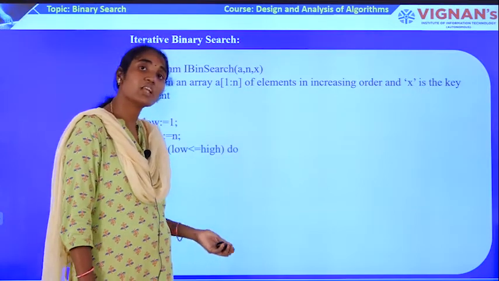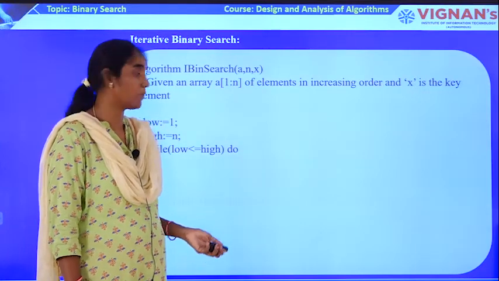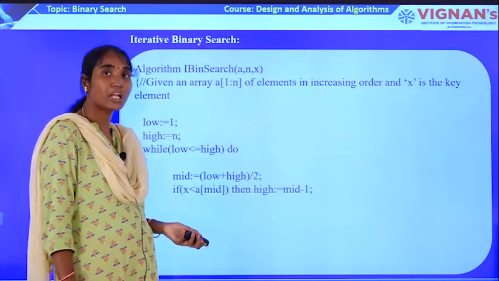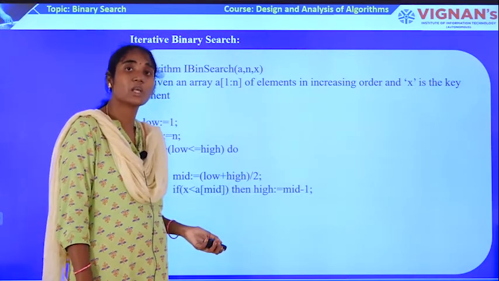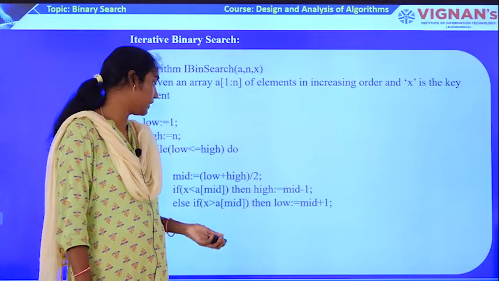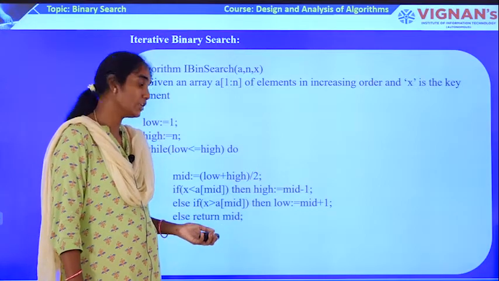Now, while low is less than or equal to high, we have to find out the mid position, that is mid is equal to low plus high by 2. If x is less than a of mid, then simply high is equal to mid minus 1. Else if x is greater than a of mid, then low is equal to mid plus 1. Else return the mid position.